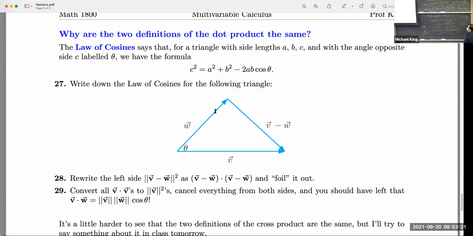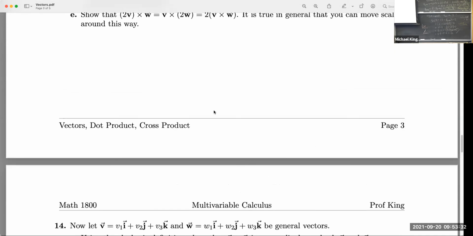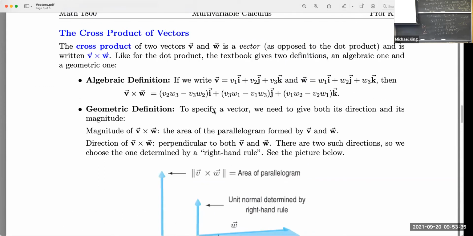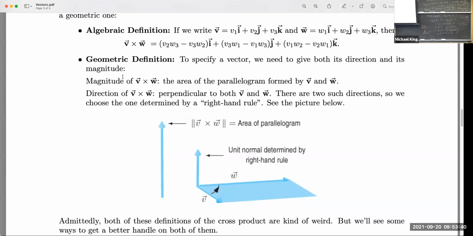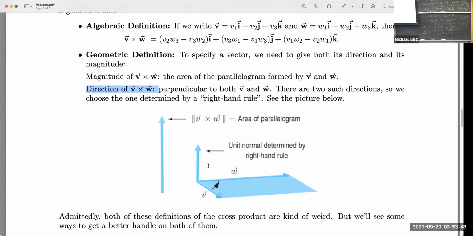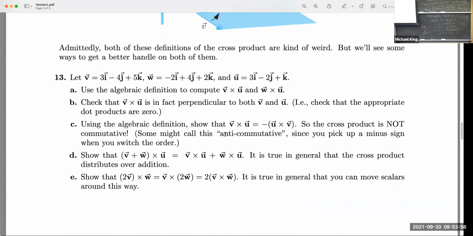Okay, and then just for the last 7 minutes, I want to make sure we're on the same page with some of the properties of the cross product. Here's the algebraic definition, and the geometric definition, which, since it's a vector, you have to specify the magnitude and the direction, and it's perpendicular by this right-hand rule. And the magnitude is the area formed. I had you do some examples just to get used to it.